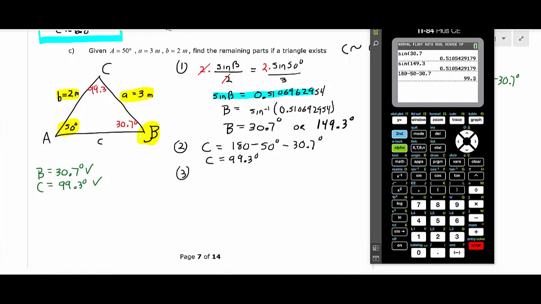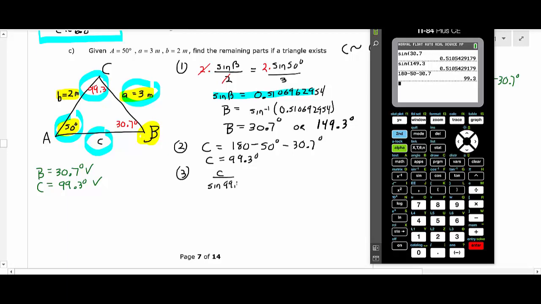If I find side C, I just need to match that and that up, then match these 2 up there, trying to use the parts that I was given in the problem. So I'd say C over sine 99.3 equals 3 over sine 50. That should be a pretty simple ratio to solve. I need to multiply by sine 99.3 on both sides to get that to come out.